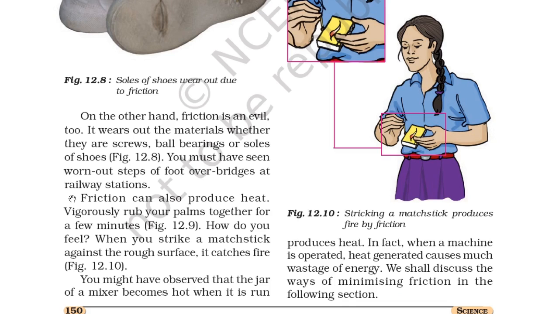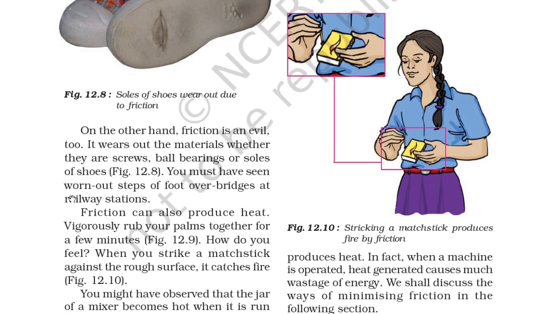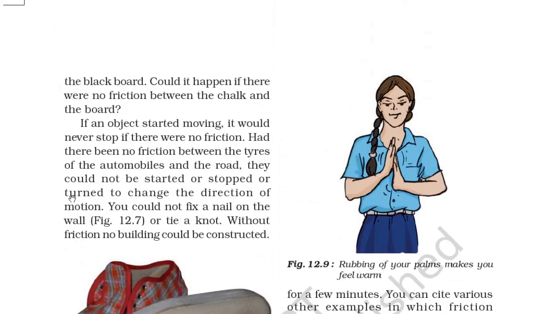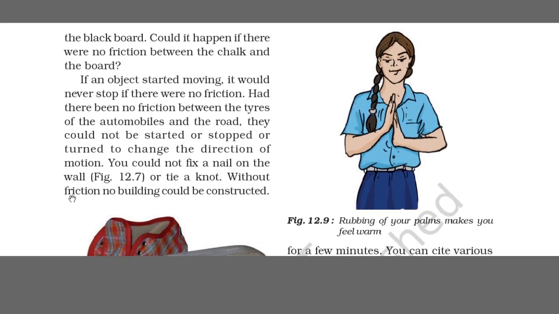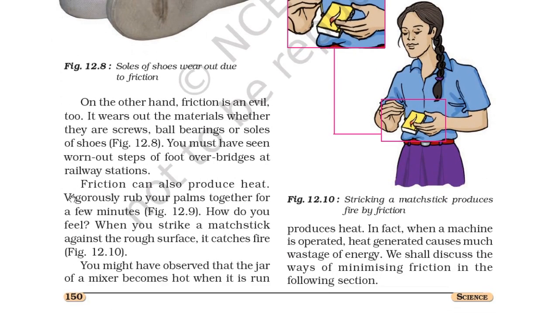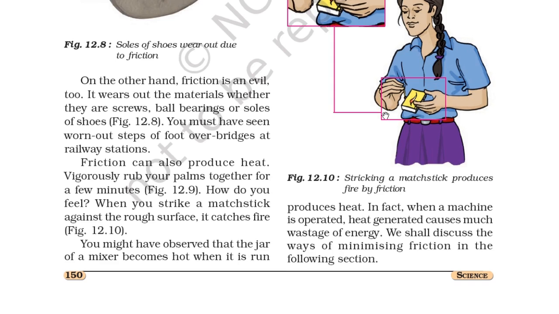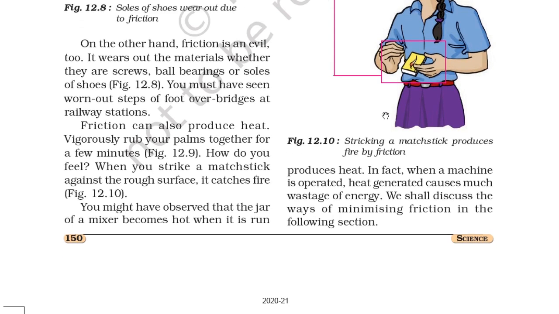How do you feel when you strike a matchstick against a rough surface? It catches fire. So you have seen that in figure 12.10. You might have observed that the jar of a mixer becomes hot when it runs for a few minutes, and you can cite various other examples in which friction produces heat. So this girl is striking a matchbox producing fire by friction. So you can see by the help of friction the fire is produced. In fact, when a machine is operated, heat generated causes much wastage of energy. We shall discuss the ways of minimizing friction in the following section.